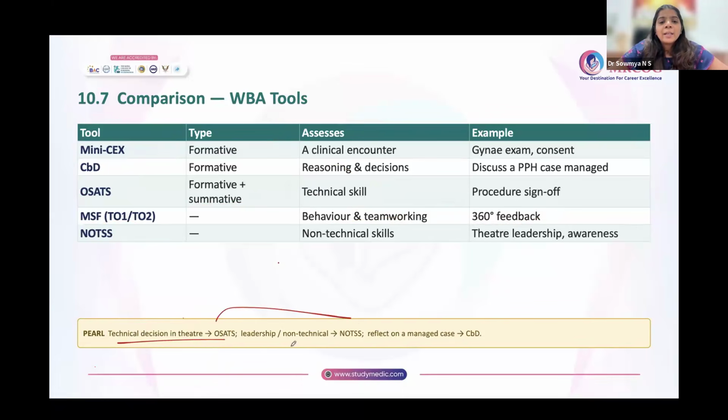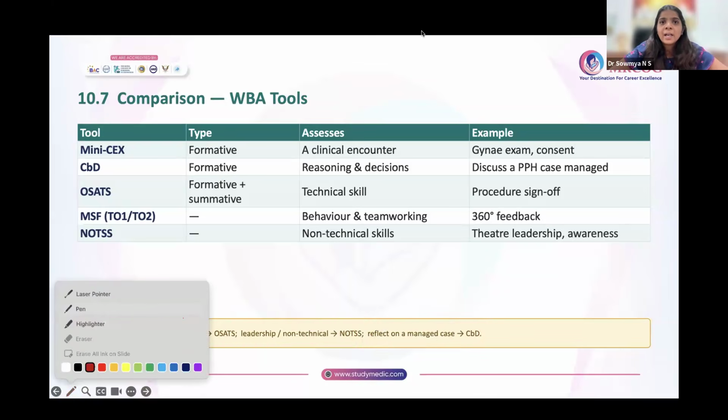For example, in theater, you were doing a cesarean section and there was an ureteric injury. You have situational awareness. You take up the lead. You stop the procedure. Call the consultant. Call the urologist. That is what your leadership skills are, the softer skills. In the labor room, you prioritize, you inform, you delegate. That is not technical skills. You reflect on a managed case. That is a case-based discussion. Okay, guys, I hope this is clear. Are we good here?